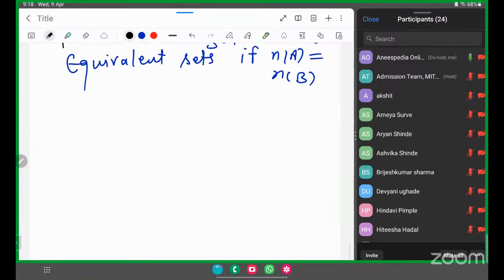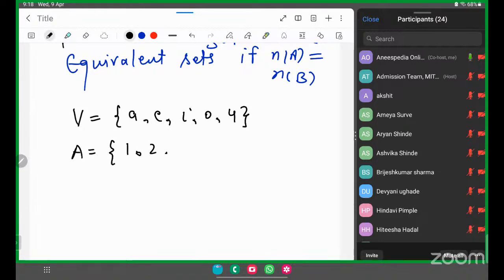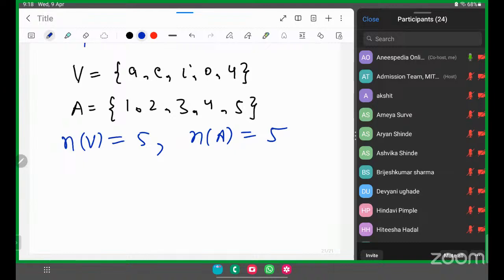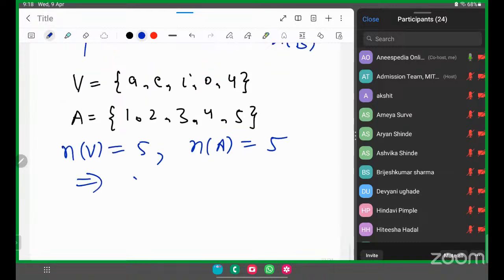For example, we have set V: A, E, I, O, U, and we have another set A, which is 1, 2, 3, 4, and 5. You will notice that cardinal number of set V is 5. Cardinal number of set A is also 5. This implies that V and A are equivalent sets. Are you getting it?